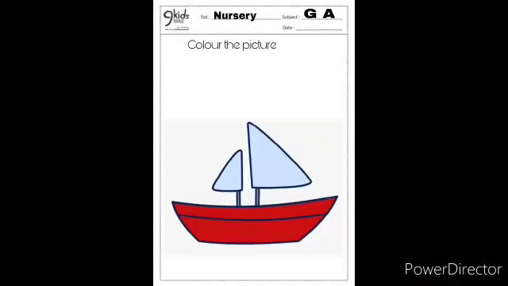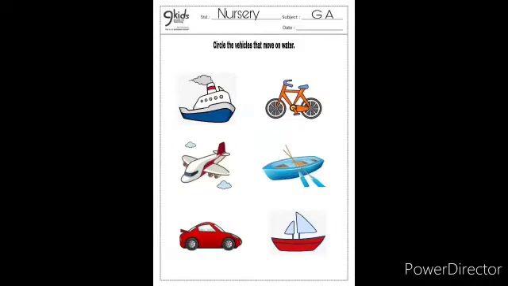The activity was fun? Yes. Now we will solve the worksheet. This is the worksheet, and look children, I have colored the picture of a boat with blue and red colors. I hope you all have colored the picture of a boat. Now we will see the second worksheet. In this worksheet, you have to circle the vehicles that move on water.